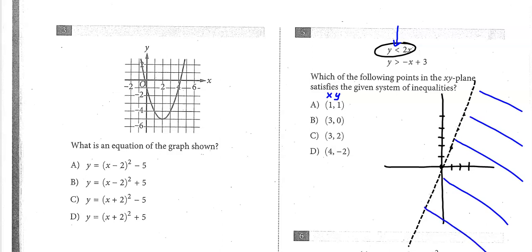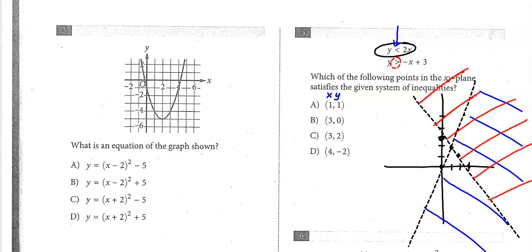And then when I graph the other line, it's y greater than negative x plus 3. So I go up here to plus 3, that's my intercept. Slope of negative 1 means I go down 1, right 1, down 1, right 1, down 1, right 1. And again, this is going to be a dotted line there. And this one, since it's greater than, the solution region is going to be above that line, up in this area right here.